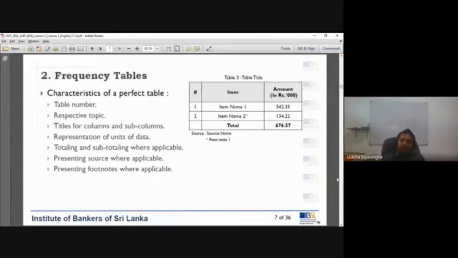So, finishing our discussion on the legacy methods, let's move on to the modern statistical methods that we use to represent this collected data. When we are starting our discussion on frequency tables, I thought of putting up this slide to give you a glimpse of what a perfect table is all about.